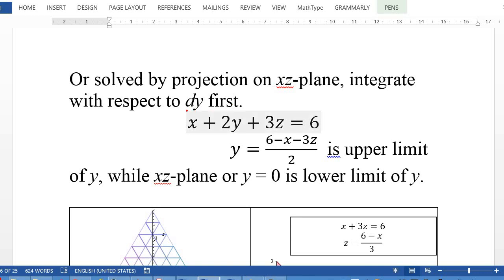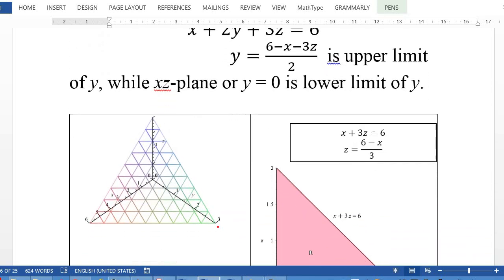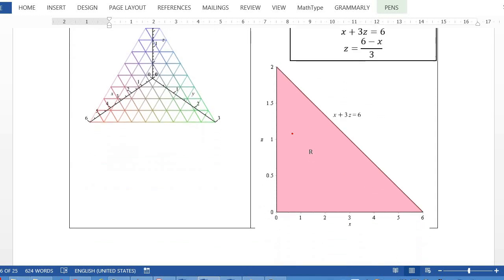When you integrate with respect to y first, meaning dy first, we view your solid as parallel with the y-axis. The y-axis is here. If you view it parallel with the y-axis, when you press along the y-axis, the projection will be on the xz plane. So in this case, you will integrate with respect to y first, and the projection will be on your zx plane.